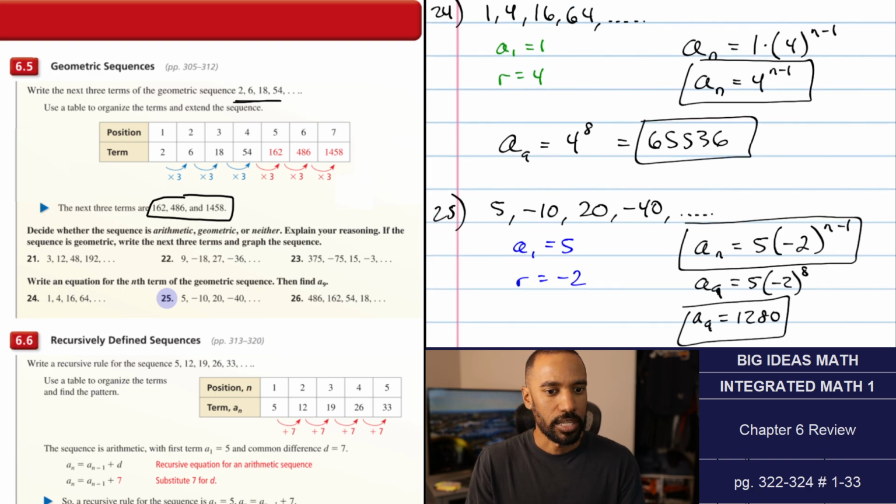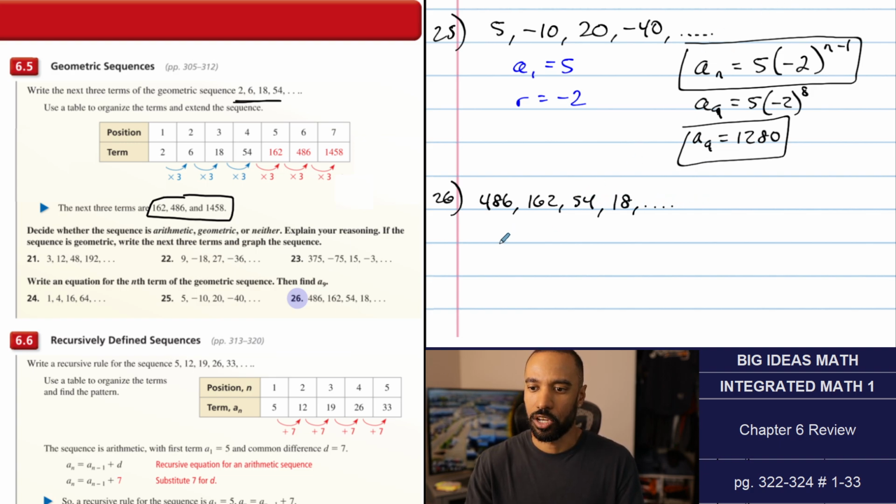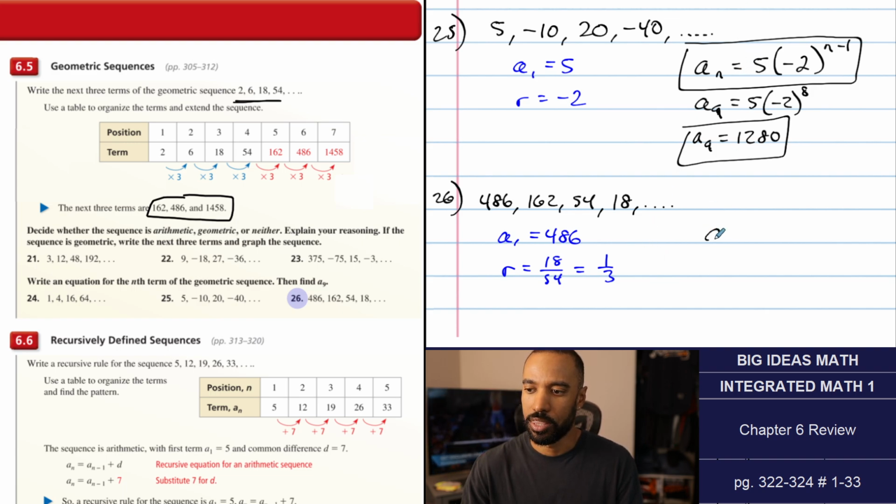Okay, let's do number 26. Also geometric, but in its own way. What is that common ratio as the numbers shrink? It'll be some sort of fraction. It's not what we divide by, it's what we multiply by. Your best case for getting your R value here, I got a first term of 486. My R term, let's just use these two numbers, 18 over 54, and try and reduce that. We can divide them by 18, and we get 1/3. So you get an R value of 1/3. This is a sub n equals 486 times 1/3 to the n minus 1 power.